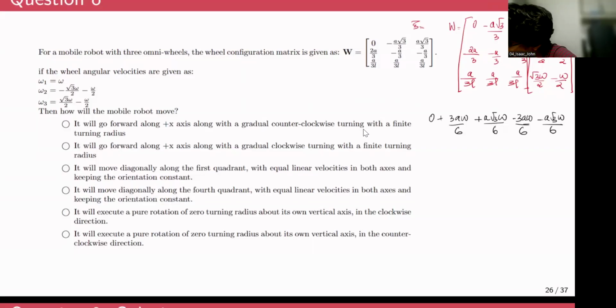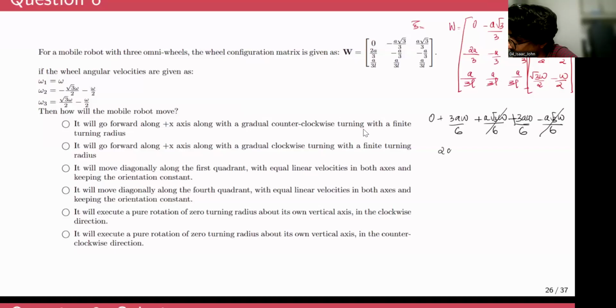The third entry, one second. Did I do this correctly? This is a positive quantity. This is a positive quantity. And this is a positive quantity. And this is a negative quantity, I guess. So these two terms will get cancelled. And what about the second row?